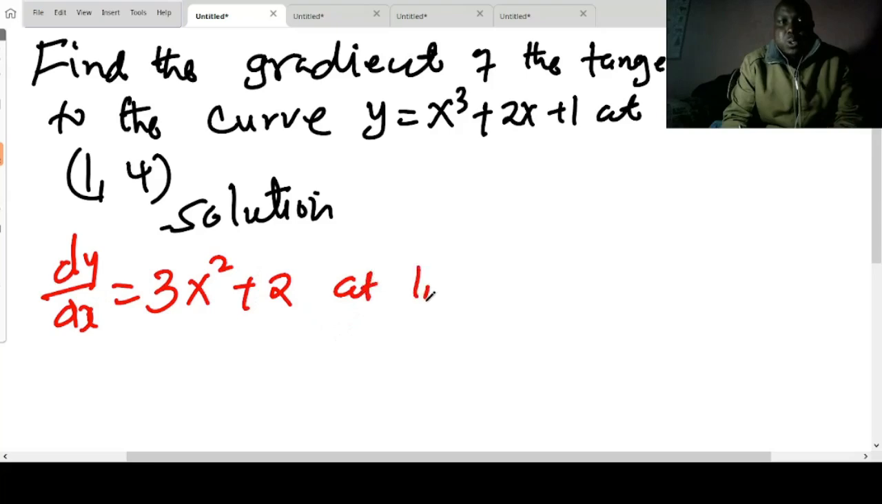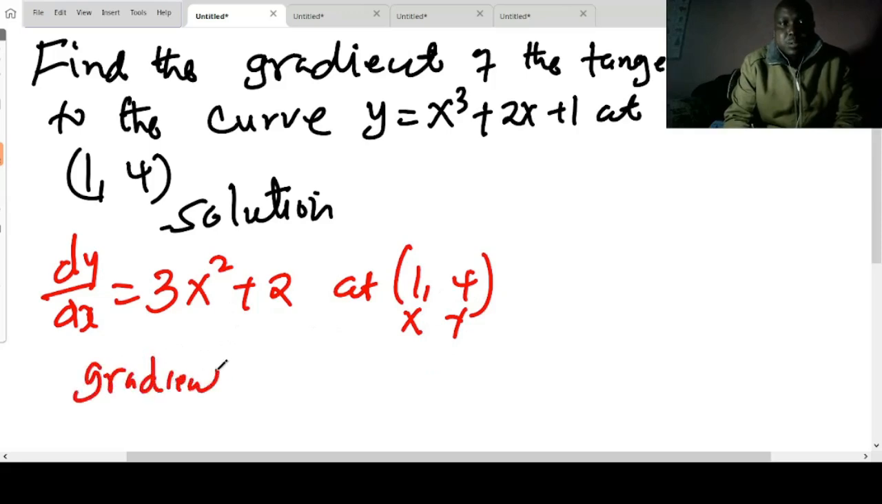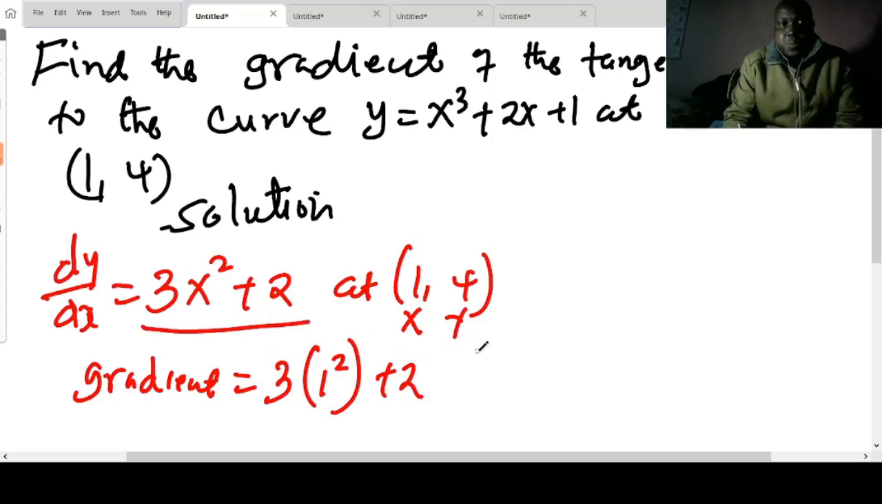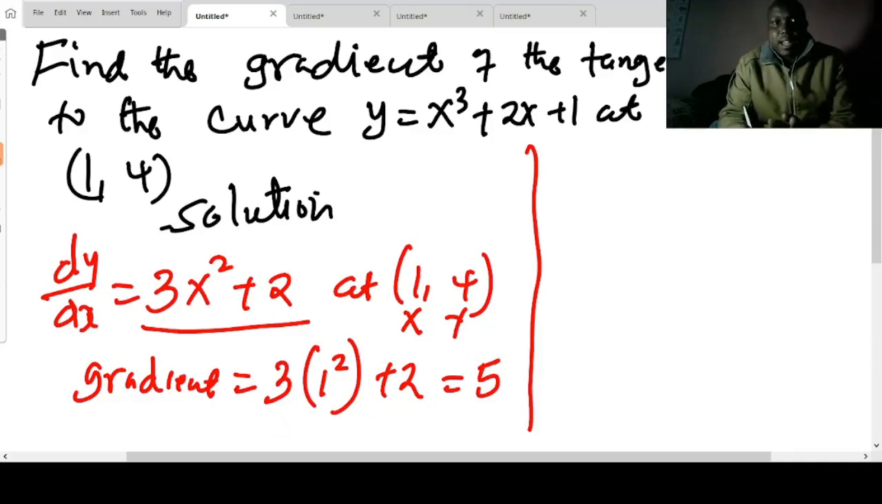But at the point (1, 4), the value of x is 1 and y is 4. So we don't bother with y, we substitute to get, so gradient is equal to 3 into 1 squared plus 2. I am substituting the value of x in our gradient function. So it means that the gradient is going to be 3 plus 2, which is 5. That is our gradient. So the gradient of this line is going to be 5.